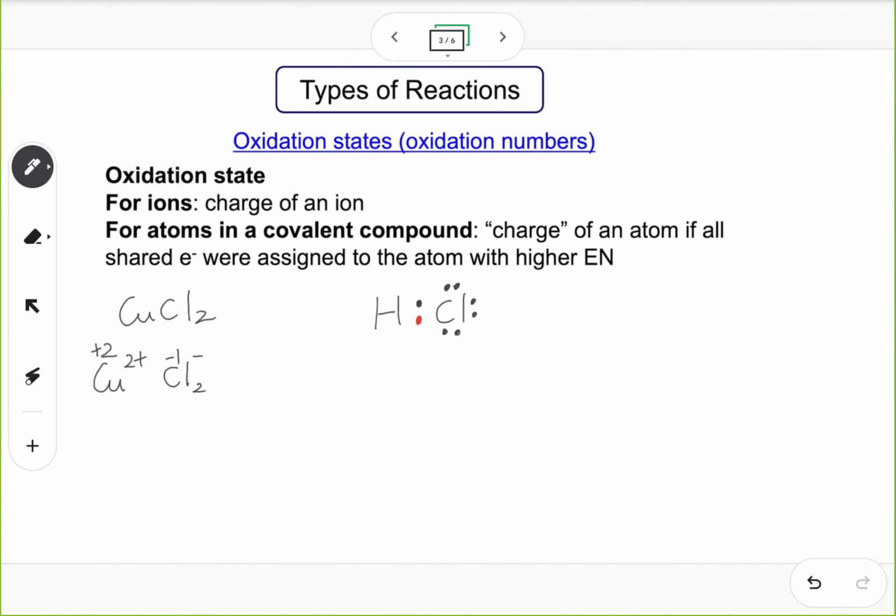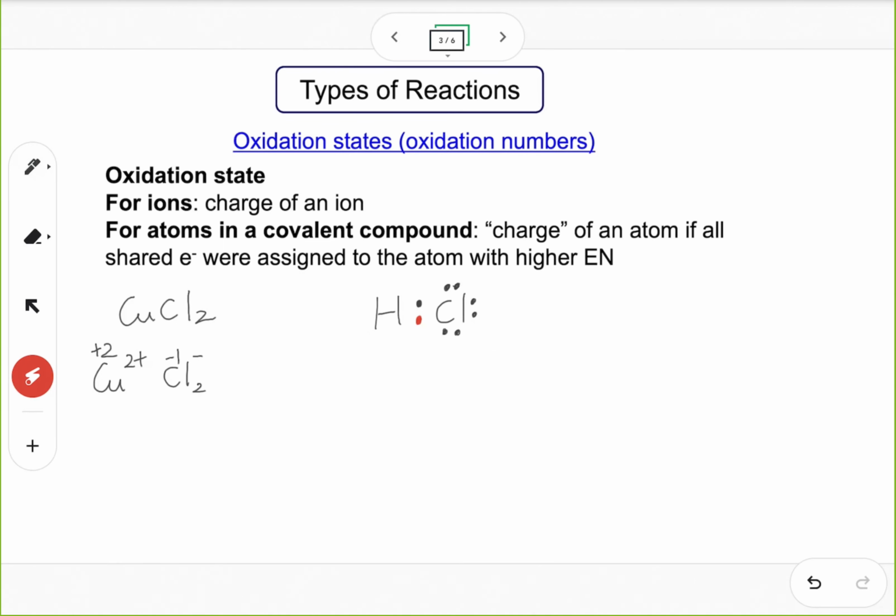Okay, so here the red electron comes from hydrogen, the black electron comes from chlorine. Well, we know that this is a covalent bond, and the two electrons are shared by hydrogen and chlorine. Chlorine has higher electronegativity than hydrogen, so most of the time those two electrons will move around chlorine instead of hydrogen. Okay, so that's what we learned before when we discussed electronegativity.